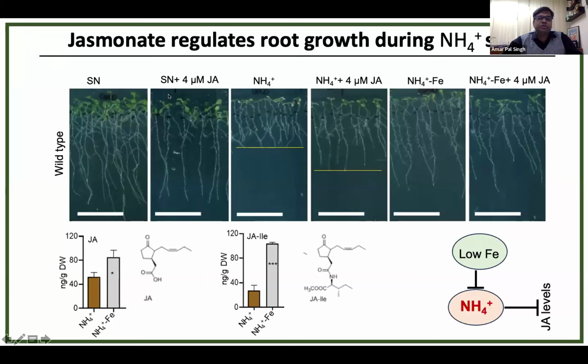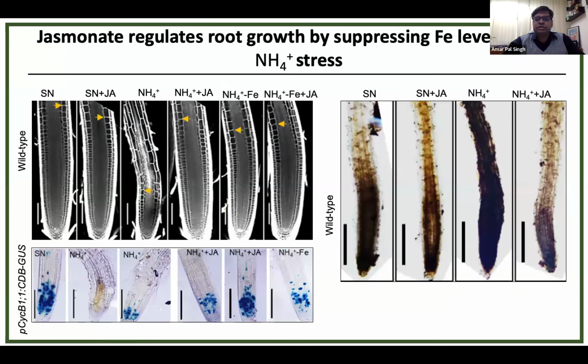So first we tested the hypothesis: if this is JA dependent, whether JA can promote primary root elongation during ammonium stress. Indeed, when we applied exogenous JA, we can see that with respect to ammonium, JA was able to promote primary root elongation. Further JA quantification also suggested that low iron is able to increase the JA content in ammonium grown roots. So far what we found is that ammonium is suppressing JA content, however, low iron is able to suppress ammonium content.